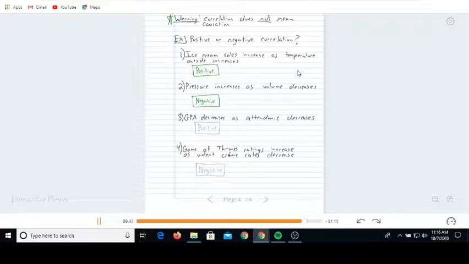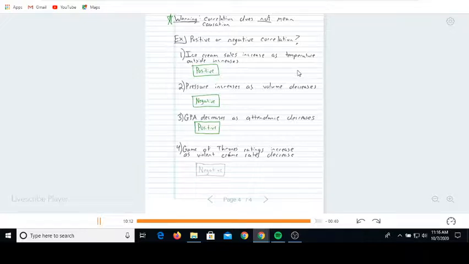Number three, GPA decreases as attendance decreases. So as GPA goes lower, we see attendance rates going lower. So we see that correlation. That is actually a positive correlation. Remember, a positive correlation means the variables move together in the same direction. As one goes up, the other goes up. As one goes down, the other goes down. So this is a positive correlation. Don't let the word decreasing fool you there.